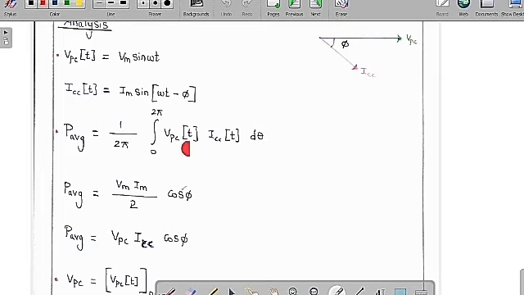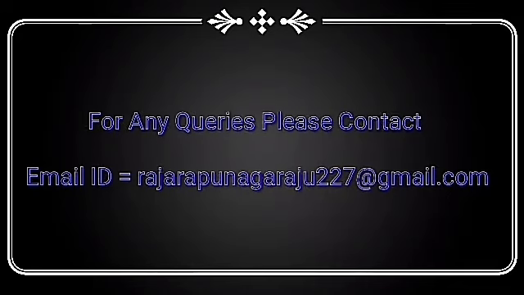If you do this integration over one cycle, finally we get P is equal to Vm by root 2 into Im by root 2 into cos phi. Vm by root 2 is the RMS value of the supply voltage, and Im by root 2 is the RMS value of the supply current, into cos phi. So this much average power is consumed by the load. Therefore VPC is the RMS value of the supply voltage, and ICC is the RMS value of the supply current.